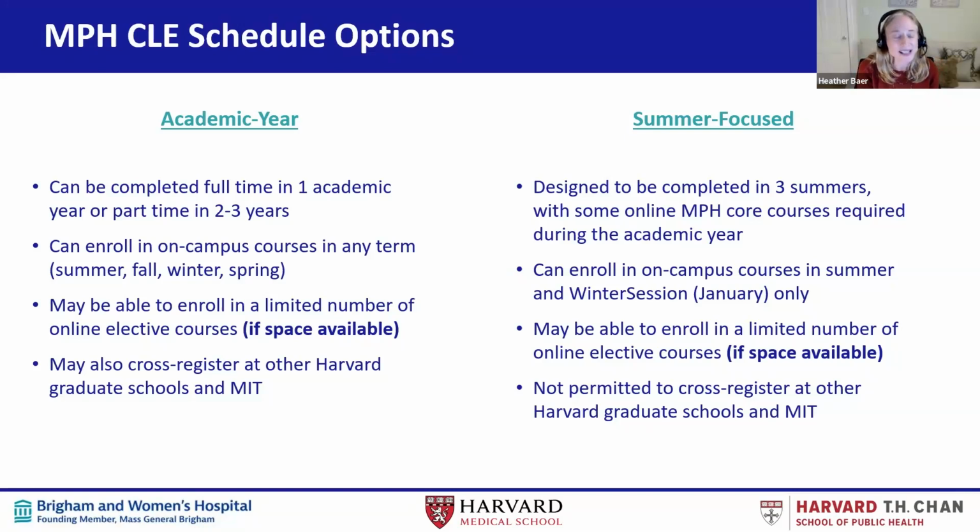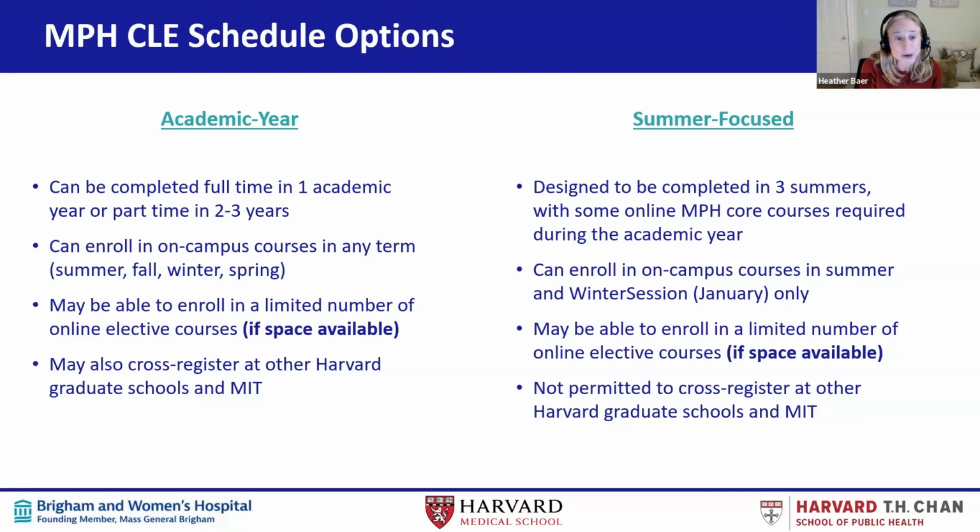In contrast, the summer focused program is designed for students who aren't necessarily based in the Boston area, but maybe based elsewhere in the US or even in other countries. And so they want to come during focused time periods to complete the MPH. So the summer focused MPH was designed to be completed in 3 summers. And then in addition, students can take some online MPH core courses in between those summers. And I'll talk about those very briefly in just a minute.